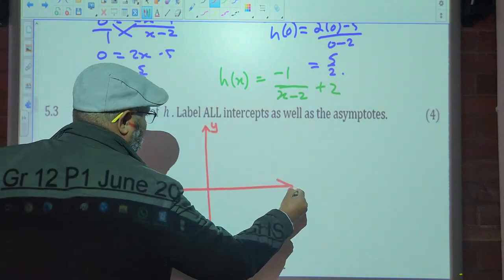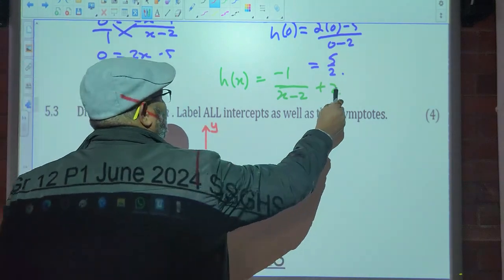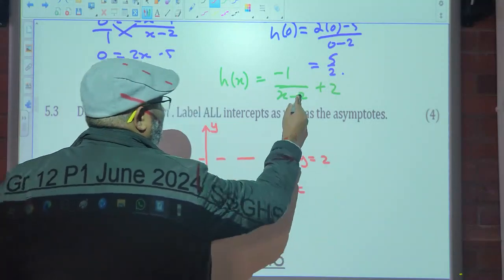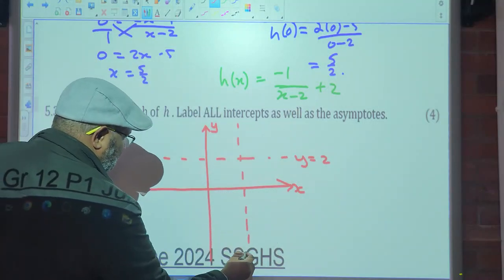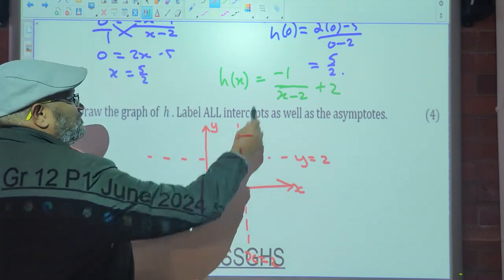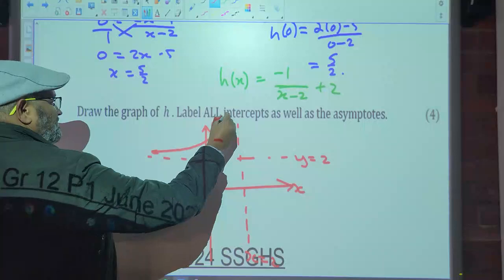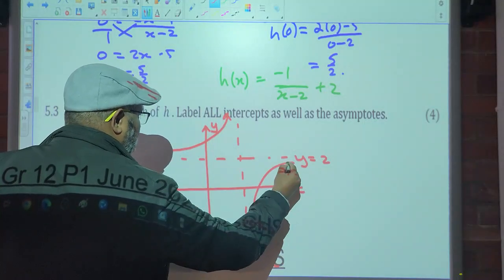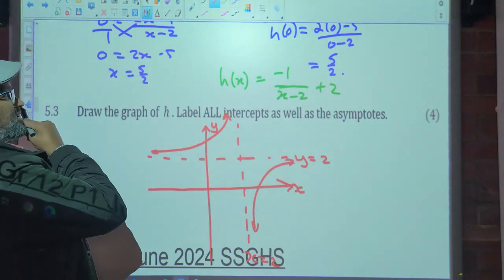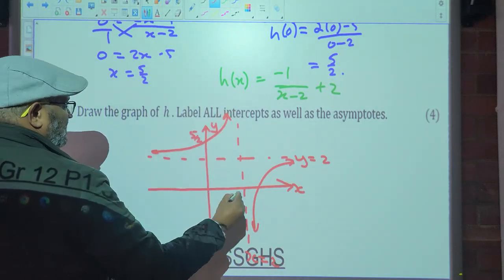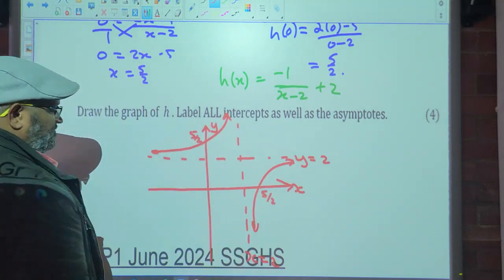You got y, you got the x. The horizontal asymptote is y is equal to 2. And your vertical asymptote is x is equal to 2. This is negative, so it lies in quadrant 2 and 3. And you cut your y-axis at 5 over 2, and your x-axis is also at 5.